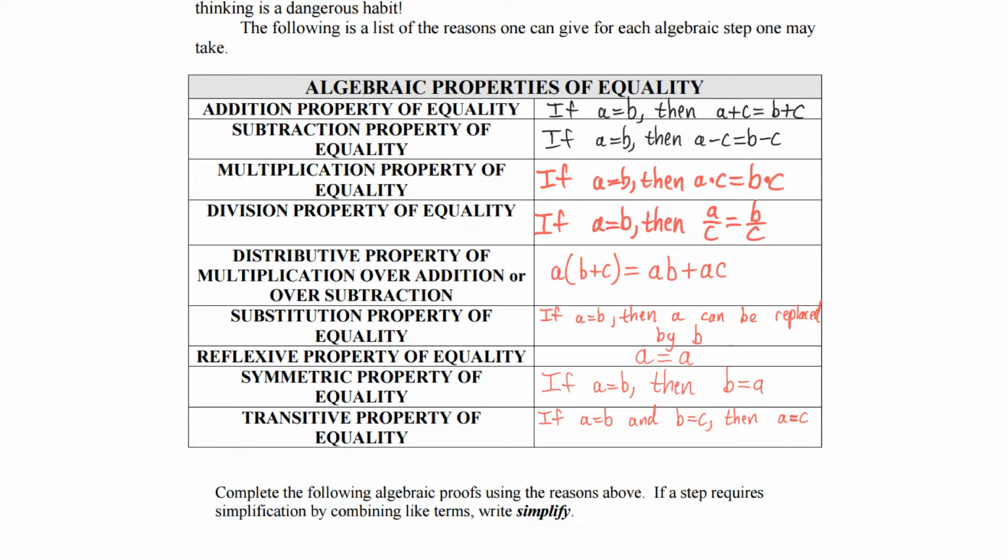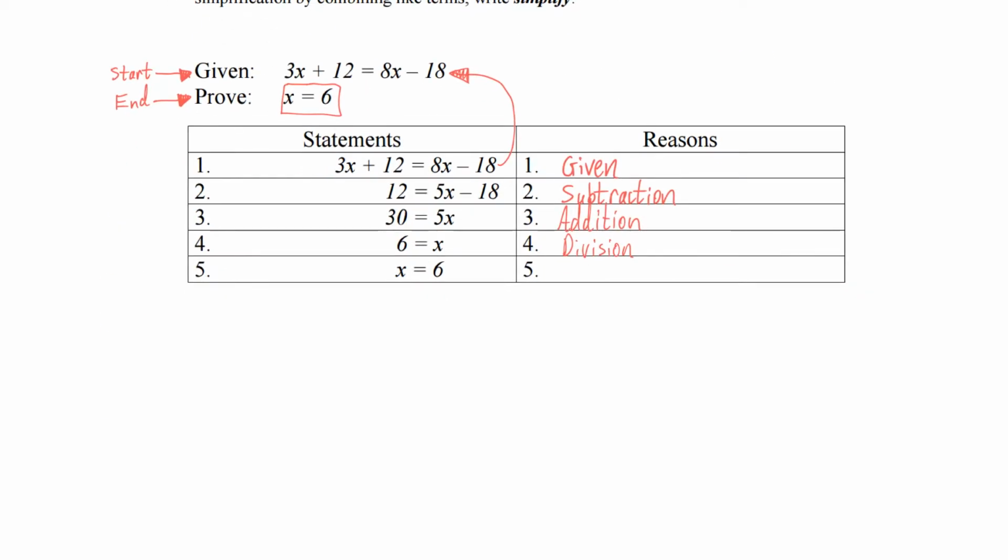Which one of those properties did we apply there? Yep, right here, the symmetric. If a equals b, then b equals a. That's basically saying you can flip them. So on that one, we applied the symmetric property.